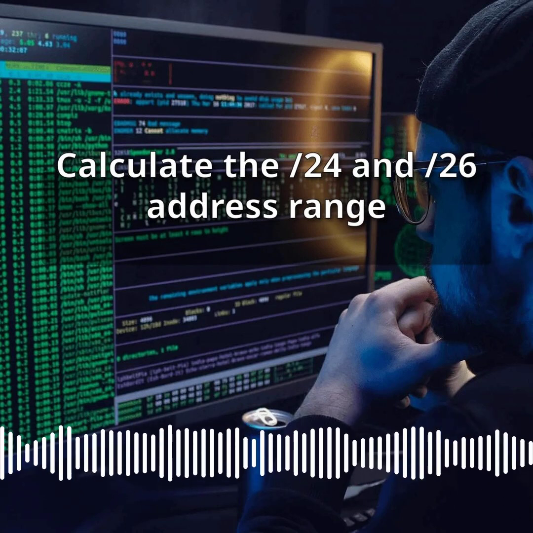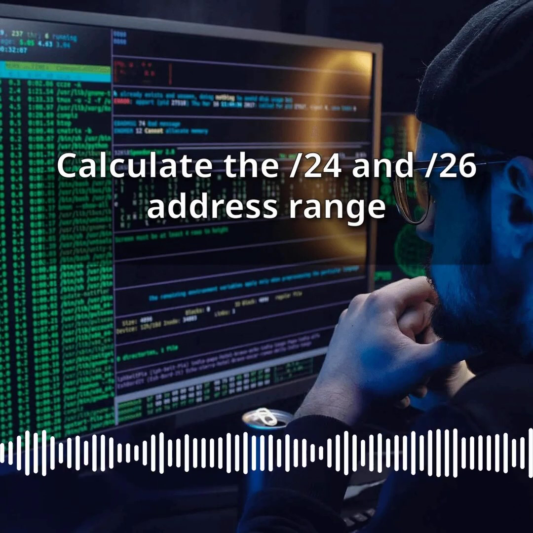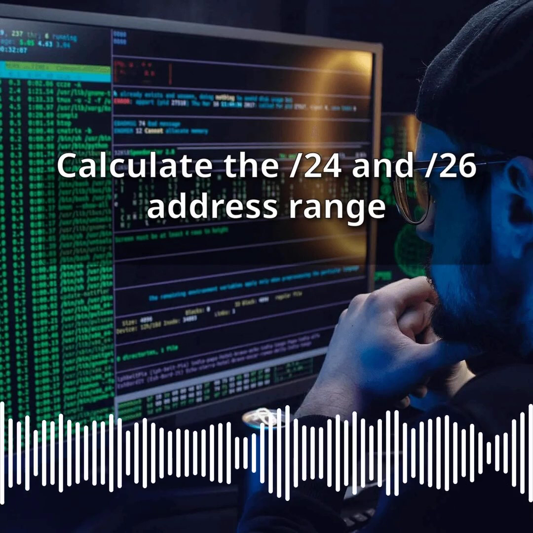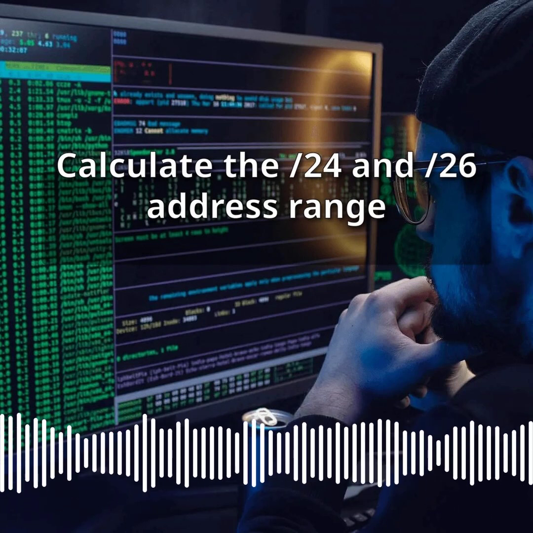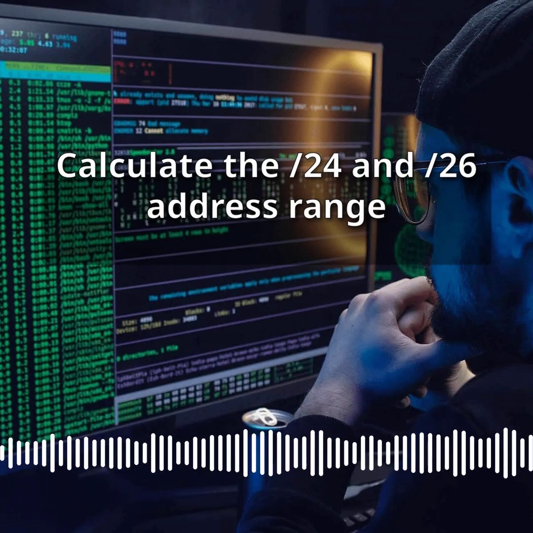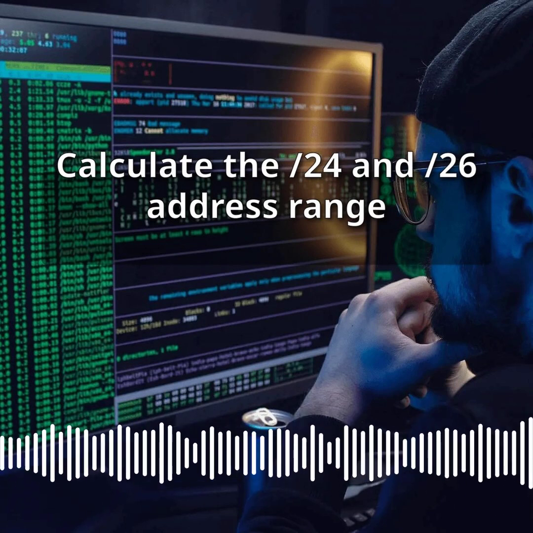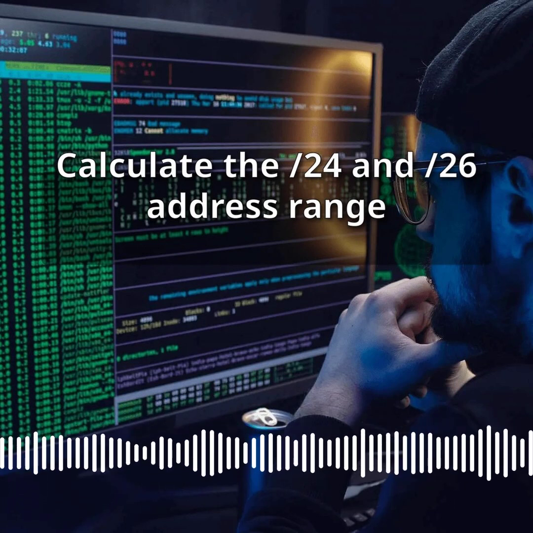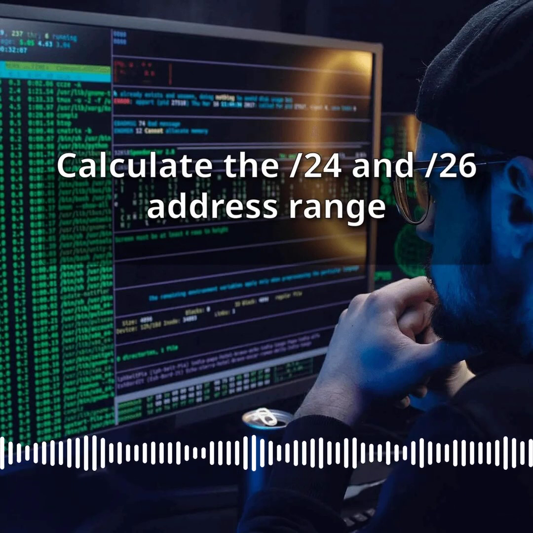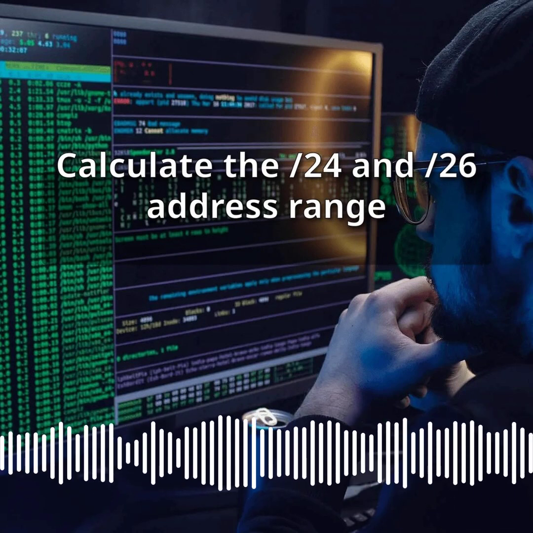Part 1, /24 range calculation. Start with the following base address, 10.0.0.0/24. Without using any automated subnet calculator tool, manually calculate and document the subnet mask in dotted decimal notation, the total number of addresses in the range, the network address, the broadcast address, and the full range of usable host addresses.